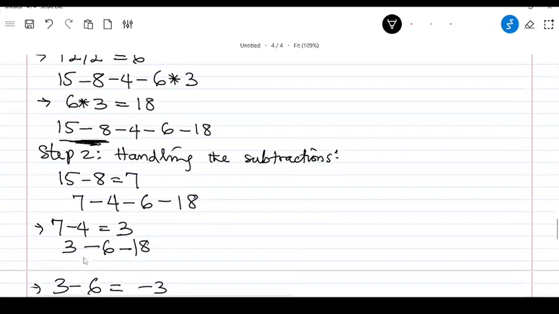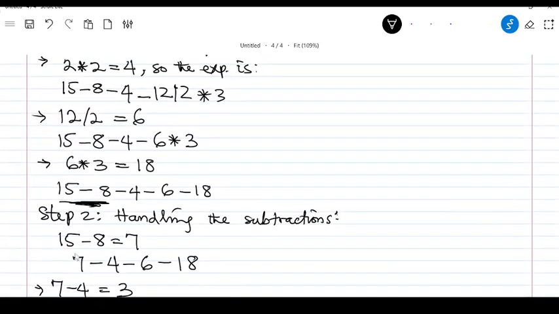Sorry, are we making some mistakes somewhere? So 15 minus 8 minus 4 minus 18. 15 minus 8 minus, oh, there's not supposed to be any 6 here. I think I'm having some issues here, so I should actually correct this here. There's no 6 here again, because this is now multiplying. 6 by 3 is going to give us 18. So that's an error on my side, but let me correct it now.